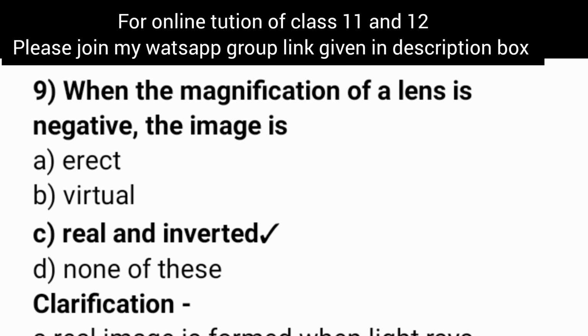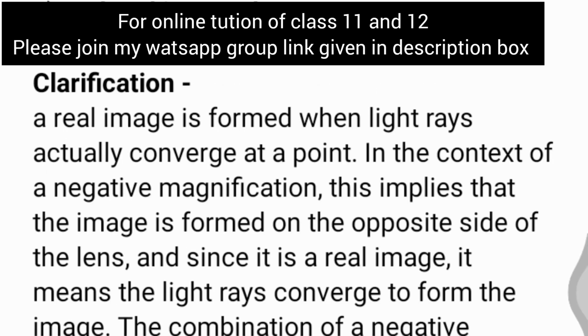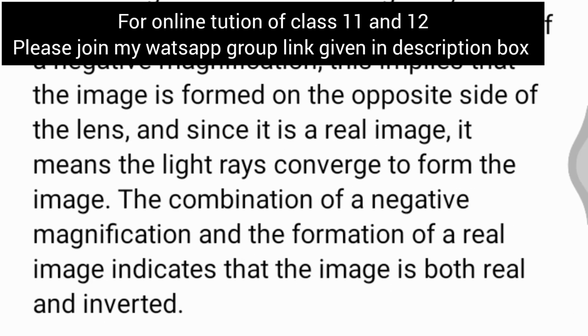Now we have question number 9. When the magnification of a lens is negative, the image is, our correct option is real and inverted. Clarification: a real image is formed when light rays actually converge at a point. In the context of a negative magnification, this implies that the image is formed on the opposite side of the lens, and since it is a real image, it means the light rays converge to form the image. The combination of a negative magnification and the formation of a real image indicates that the image is both real and inverted.